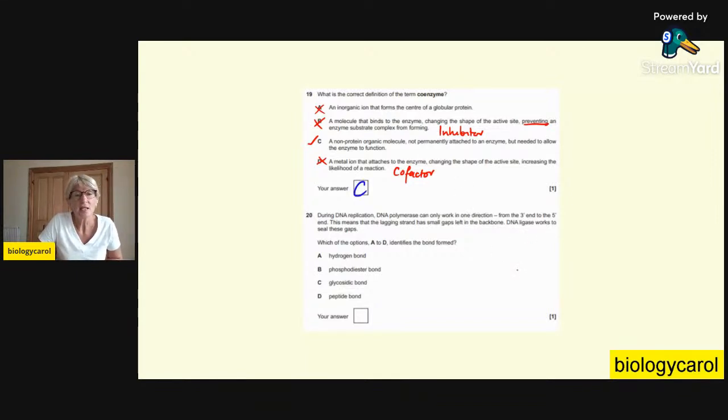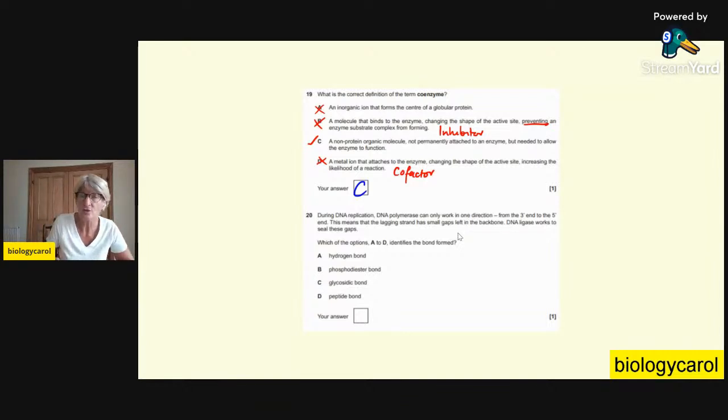20. During DNA replication, DNA polymerase can only work in one direction, from the 3' end of the template strand to the 5' end. This means that the lagging strand has small gaps left in the backbone. DNA ligase works to seal these gaps. Which of the options A to D identifies the bond formed? Well, the DNA ligase is joining up the sugar phosphate backbone.